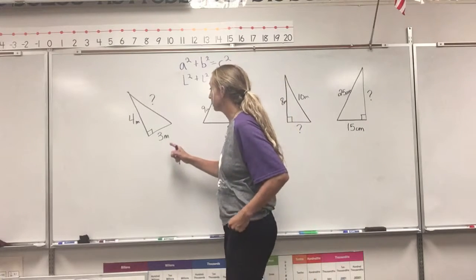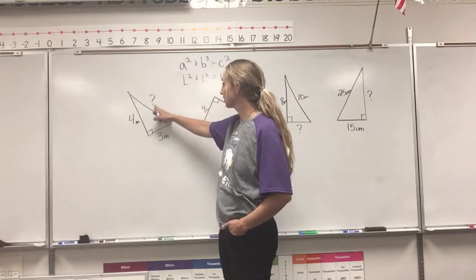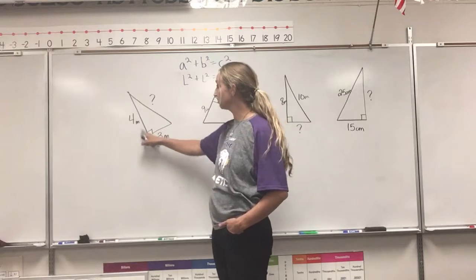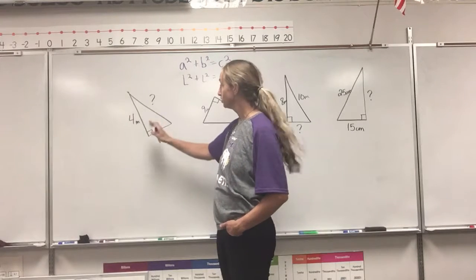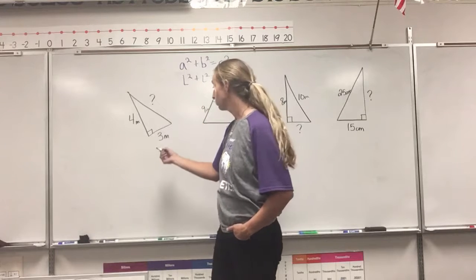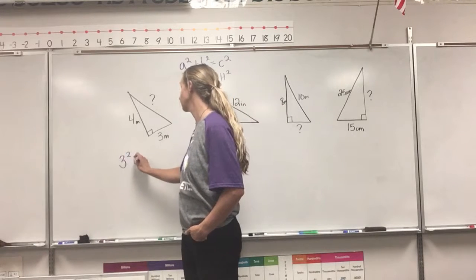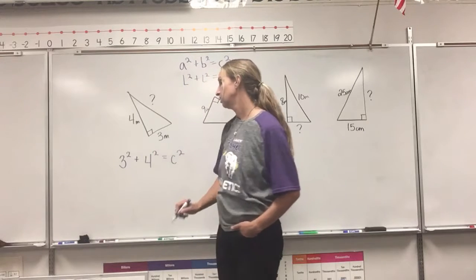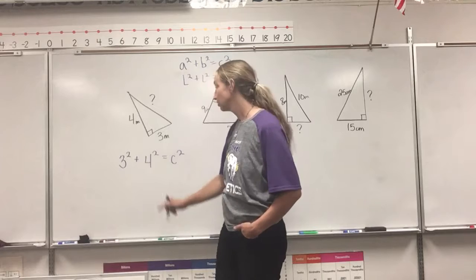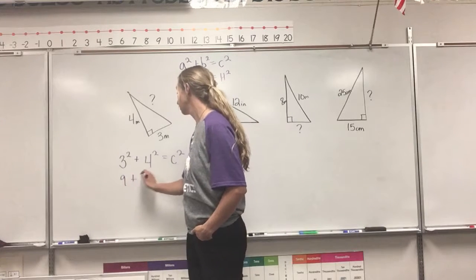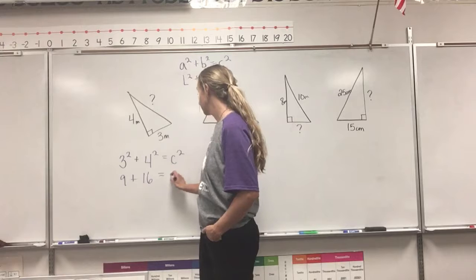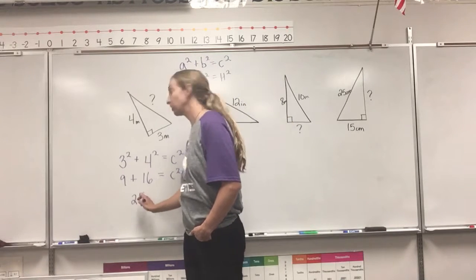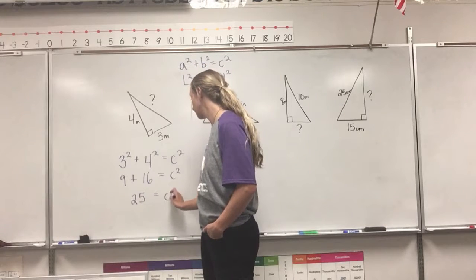So here I have a right triangle, and we're missing a side. We weren't given the hypotenuse of this triangle. Here's my right angle. So we know this leg and we know this leg, but we don't know the hypotenuse. So I'm going to plug this into our Pythagorean Theorem. One leg is 3, so 3 squared, plus the other leg squared has to equal c squared. I'm going to show my work going down. So 3 squared is 9, plus 4 squared, which is 16, equals c squared. And 9 plus 16 is 25, and that equals c squared.